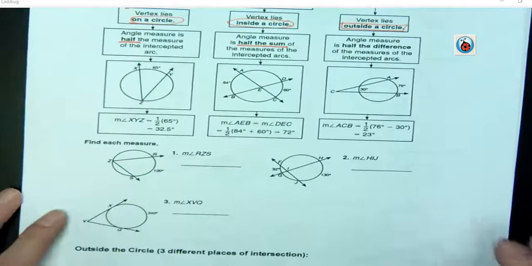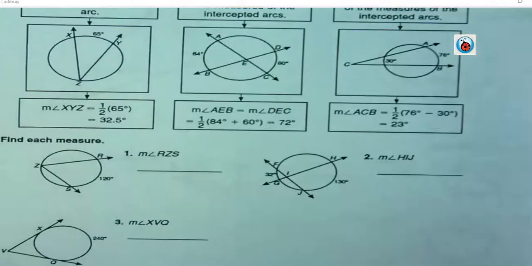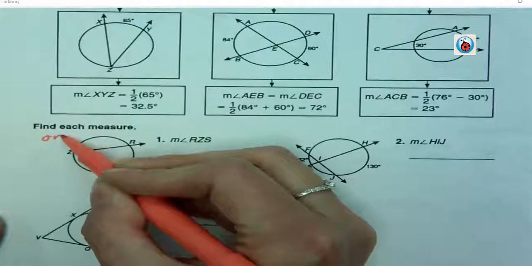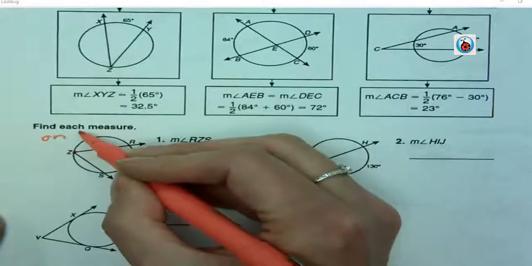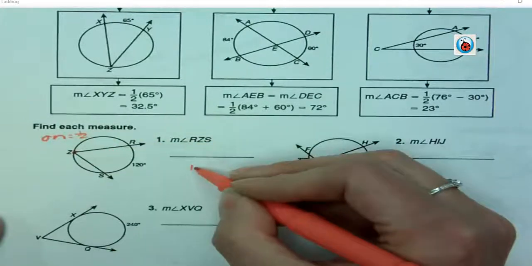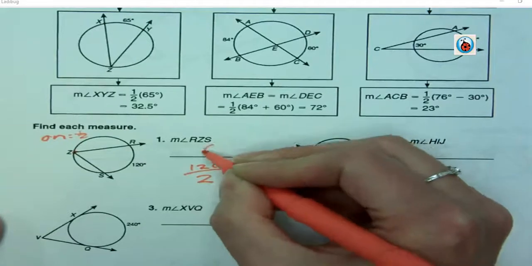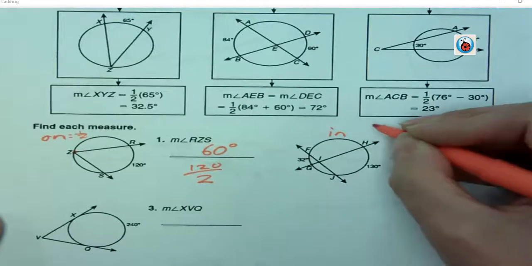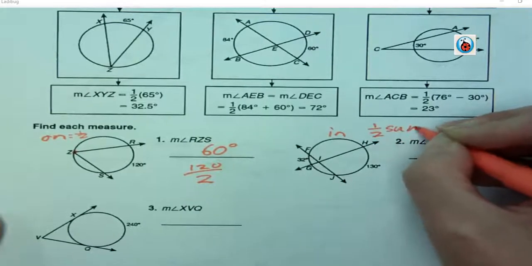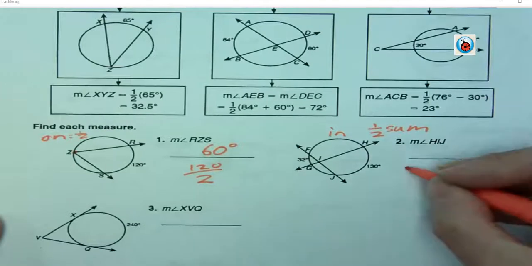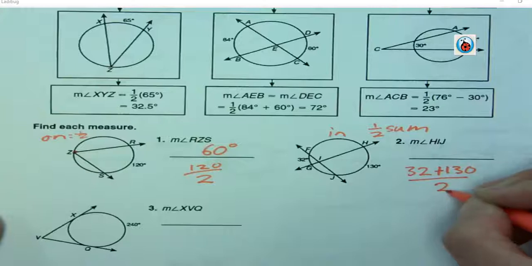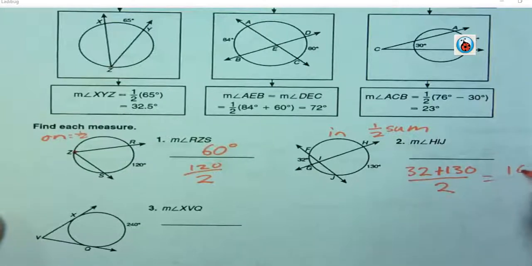So if we're doing our own math here, this vertex is on the circle, and so it's just 1/2. And so we just do 120 divided by 2 to get 60. Okay. Vertex is in the circle, so it's 1/2 the sum. And so we do our 32 plus 130 divided by 2 to get 162 divided by 2, which is 81 degrees.